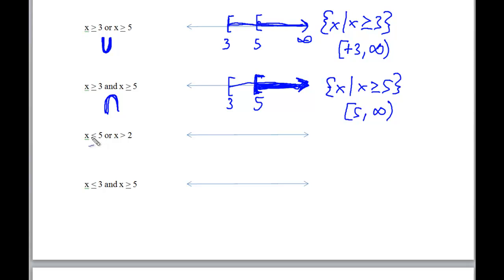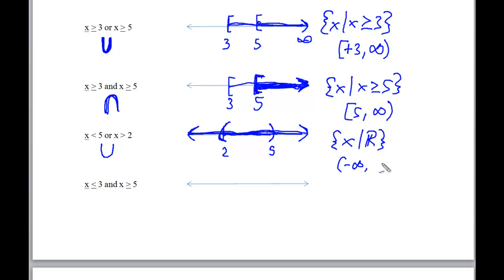All right, so now I'm looking at x is less than 5. So here I have a bracket here. X is less than 5, so I'm going to draw this all the way down there. And x is greater than 2. Watch this. I'm going to go greater than 2. But since this is a union, which means I have everything from both sets, I got one set going this way, and I got one set going this way. That means that every single number is covered, so x is real, or I'm going from negative infinity to positive infinity.